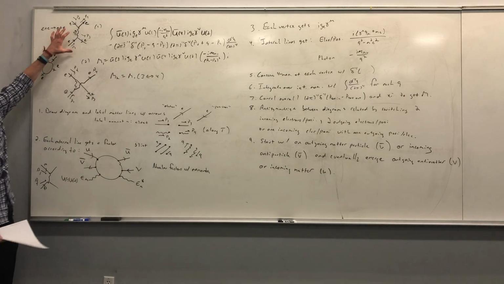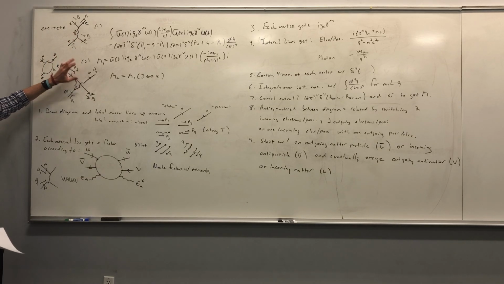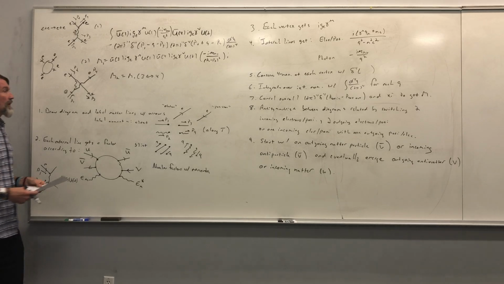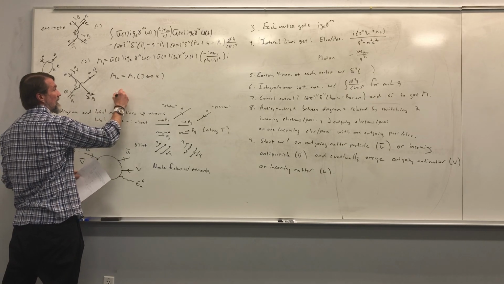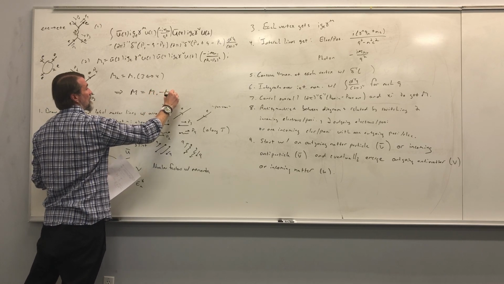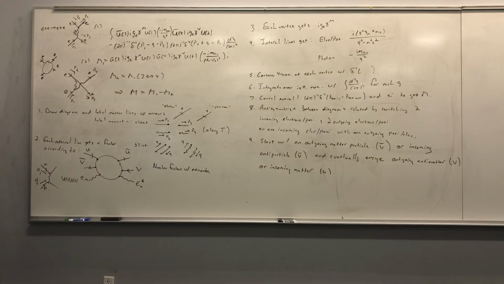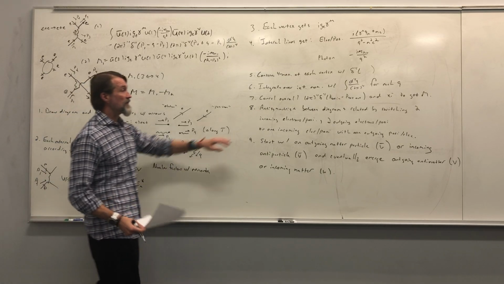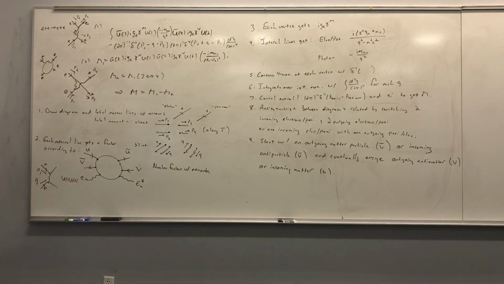I mean, really and truthfully, if I take this diagram and I want to evaluate this one, all I do is I interchange 3 and 4 everywhere. What that means is that the total M should include M1 minus M2. There should be a relative minus sign between them. That's the antisymmetrization argument.